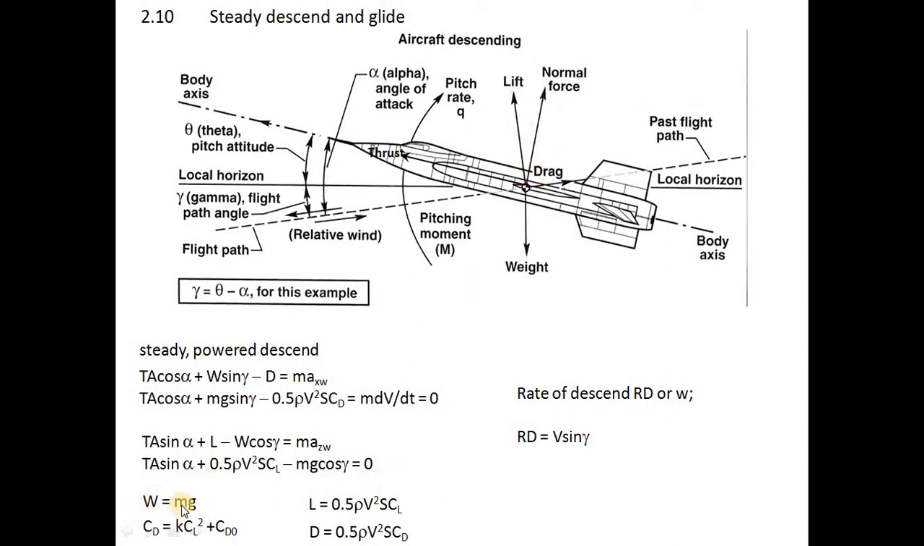Now take note that weight is equal to mass times gravitational acceleration, and CD is equal to K CL squared plus CD naught. Lift is equal to this equation, and drag is equal to this equation. So we have two equations, and the third equation will be the kinematics equation, which is the rate of descent. Rate of descent is defined as the forward velocity of the aircraft, which is this velocity, times sine gamma, which is basically the vertical component of the aircraft velocity. That is the rate of descent.